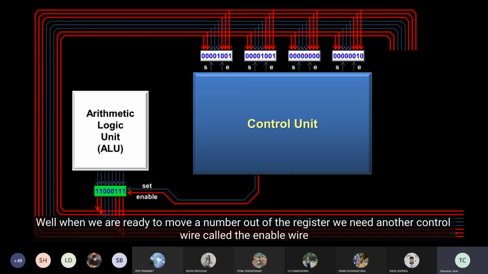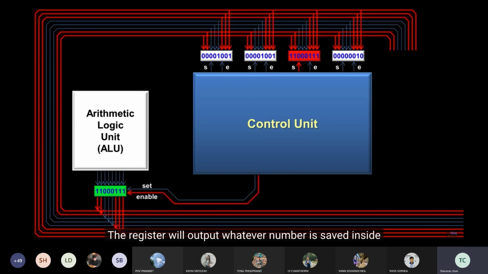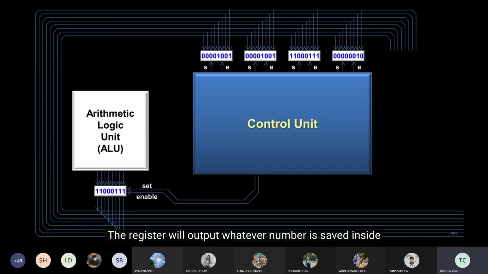These may have numbers from previous instructions already saved inside. So the control unit will then turn on the set wire of the particular register that it wants to save that number to, and that number will be saved in that register. Afterward, the control unit will then turn off the enable wire from the first register and clear the bus.